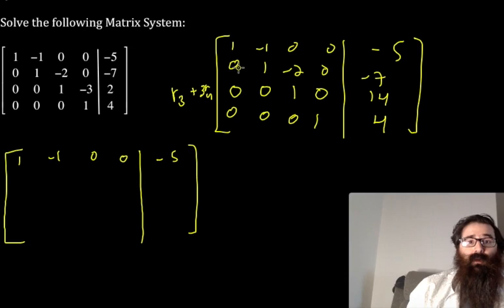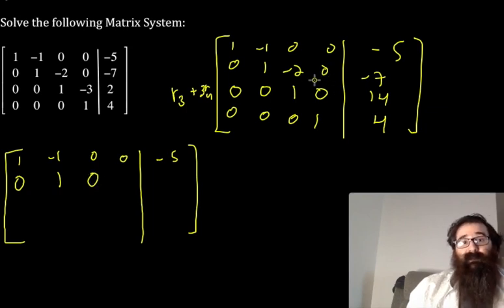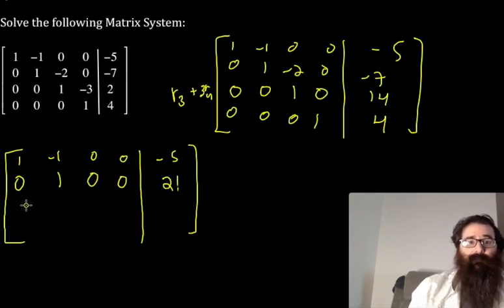For row 2, I'm going to get 0 plus 2 times 0 gives me 0. 1 plus 2 times 0 keeps my 1. Negative 2 plus 2 times 1 gives me negative 2 plus 2 gives me 0. That's the 0 I wanted. And then 0 plus 2 times 0 keeps my 0. And then in the augmented entry, I'm going to get negative 7 plus 2 times 14, where that's negative 7 plus 28. That's going to give me 21. Just be careful with the arithmetic. And then I can rewrite rows 3 and 4, just as they were.